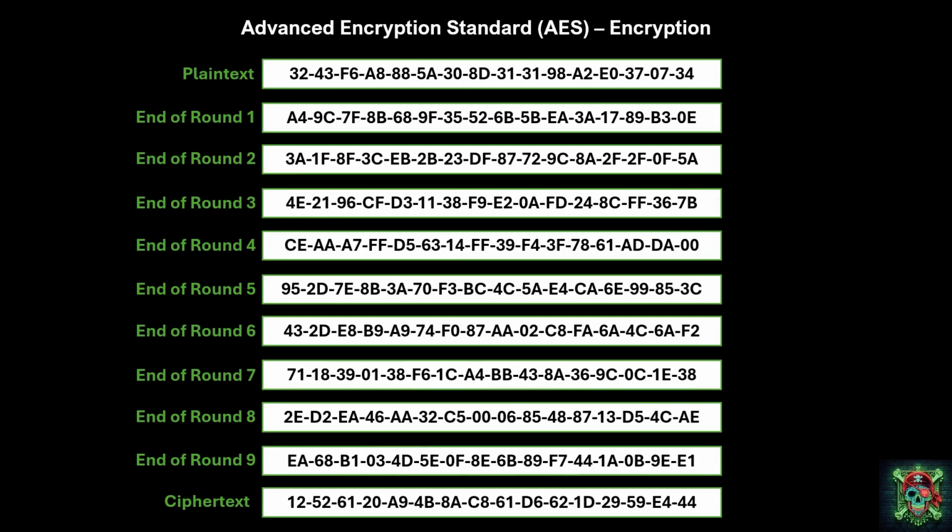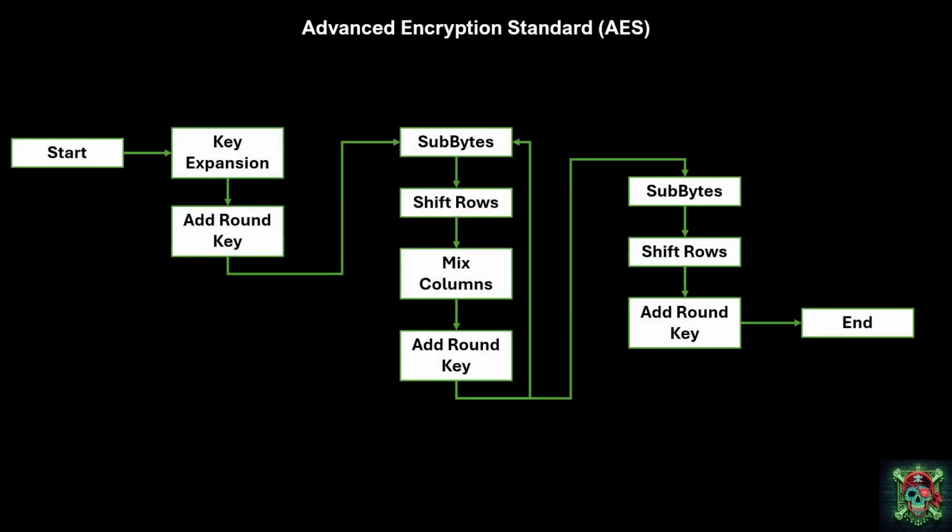The number of rounds used for encryption depends on the size of the key. We are using a 128-bit key, so there are 10 rounds. Each of these rounds is identical except for the very last one, which skips the mixed columns step. You can see our initial plaintext, followed by the result of each round and our final ciphertext. So there you have it, every step of the Advanced Encryption Standard.